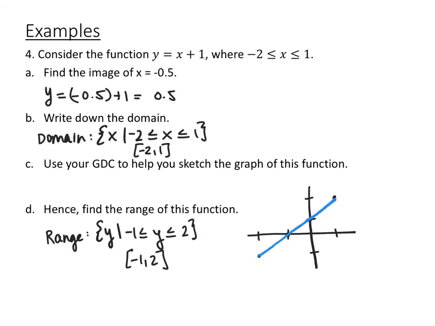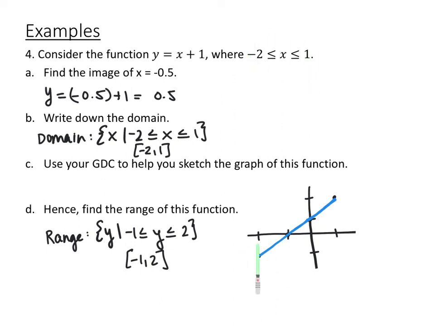So if I plug in -0.5 for x, you end up with -0.5 plus 1. So the image of x equals -0.5 would be 0.5. That's its y coordinate. The domain, they give us the domain. It tells you exactly where we want it to be graphed. So that is the domain of this function. Use your graphing calculator, or just the fact that this is a line, y equals x plus 1, and you want to graph it between -2 and 1.